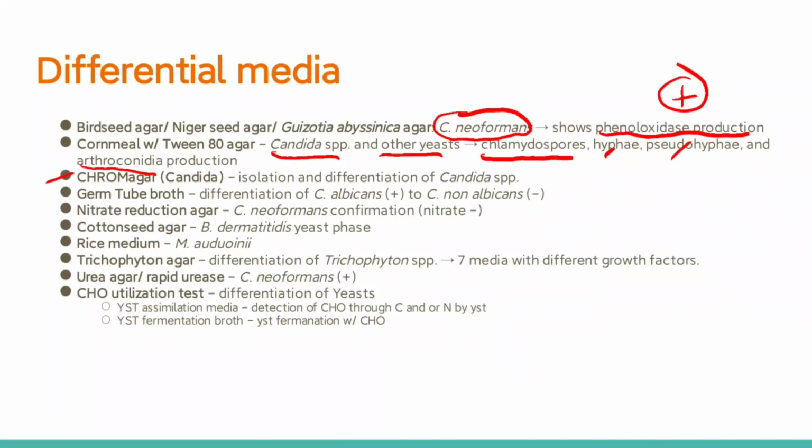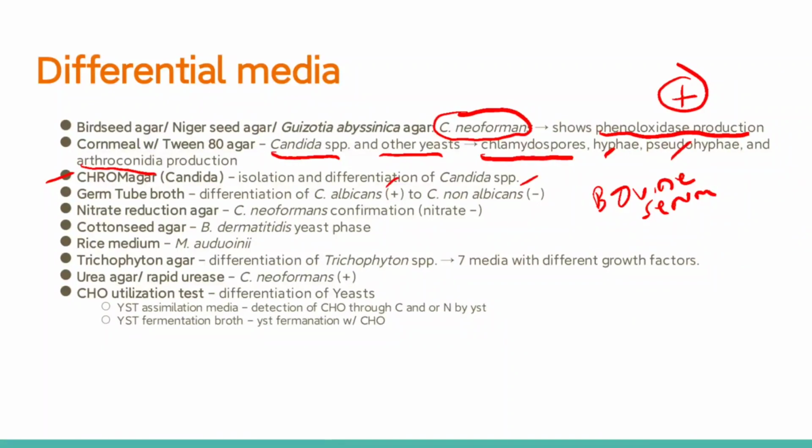Next, we have the germ tube broth. So, this is a broth, no? Gawa yan sa bovine serum. Okay, literal na serum, no? Yung fluid galing sa clotted blood. So, serum. Okay? So, bovine serum ginagamit dito, you just put your Candida colony dun sa serum, and then check mo lang sa microscope if it has a germ tube formation or wala. Pag meron, Candida albicans. Pag wala, Candida non-albicans. Okay?